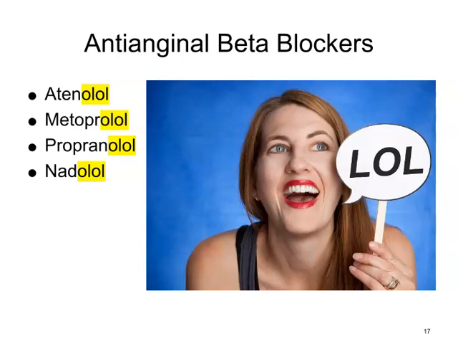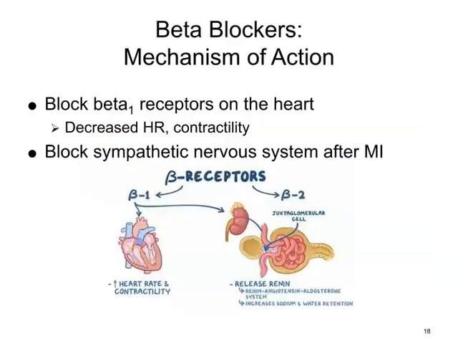So by group of medication, again, you can see they all end in -olol or -lol: atenolol, metoprolol, propranolol, and nadolol. So these are some of the drugs that you should just be familiar with in that class of beta blockers. So how do beta blockers work? Glad you asked. So here we have what they actually do.